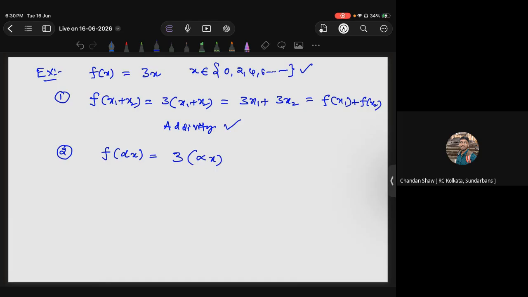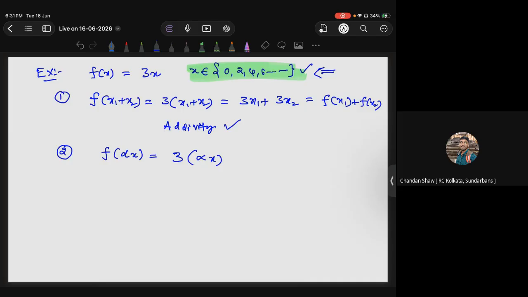Can I write it like this? Check this and tell me. Can I write it like this? No, we cannot write. Why? What is basically this function saying?